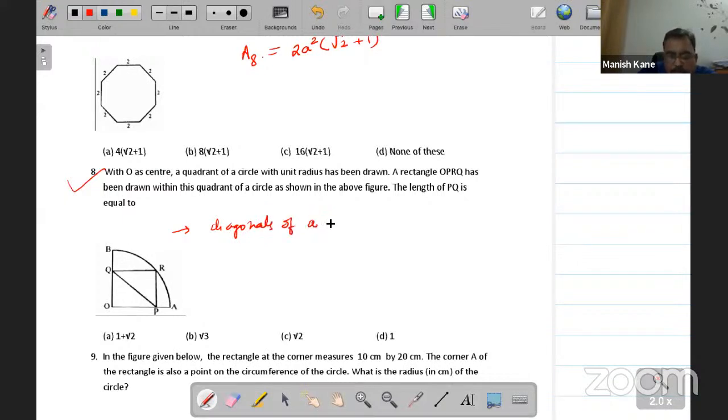Diagonals of a rectangle are equal. This is the first property. And the second thing is the realization that QP and OR must be equal. And what is the value of OR? 1 centimeter, because both are equal to the radius. See, OR is the radius of this quadrant, and it is already given to you as unit radius. Have you understood, all of you?